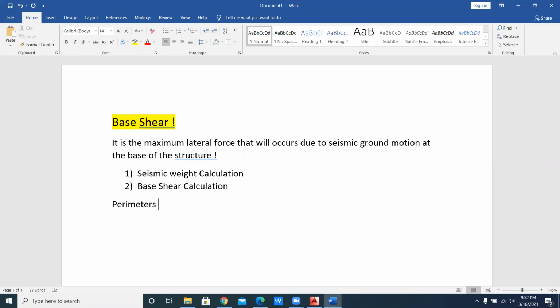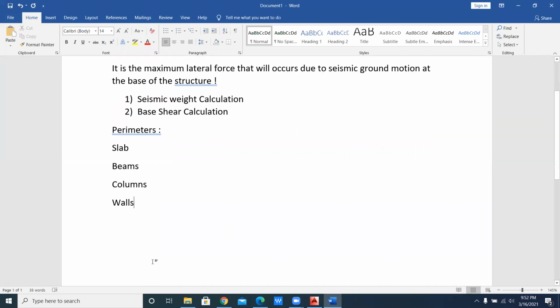Now the parameters. What are the parameters? You can write here: slab. The second thing is beams. The third thing is columns. The fourth thing is walls. Walls are further divided into two things: walls and shear wall. So the parameters are shear wall, columns, beams, the secondary ones, and slab.